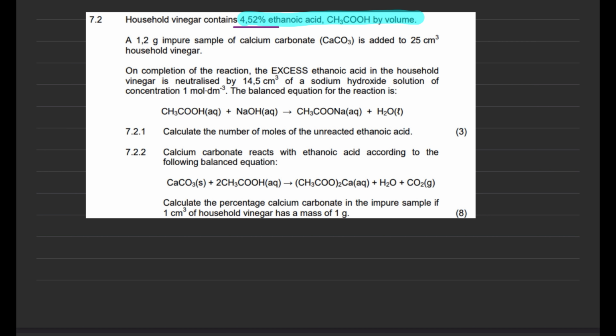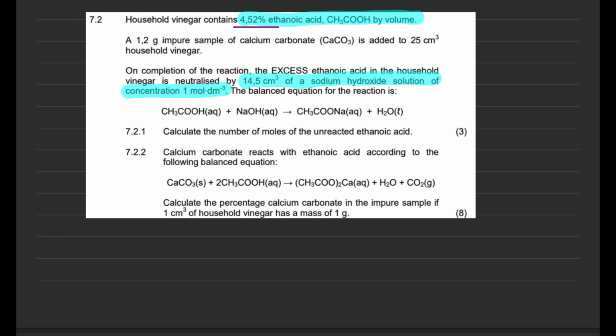So this means that ethanoic acid, you've got more of it. It's in excess within the solution. So basically, this amount that is in excess is neutralized by 14.5 sodium hydroxide solution of this concentration. You are given a balanced equation for this reaction, and it's important, guys, to be able to balance your equations because it could affect a lot.